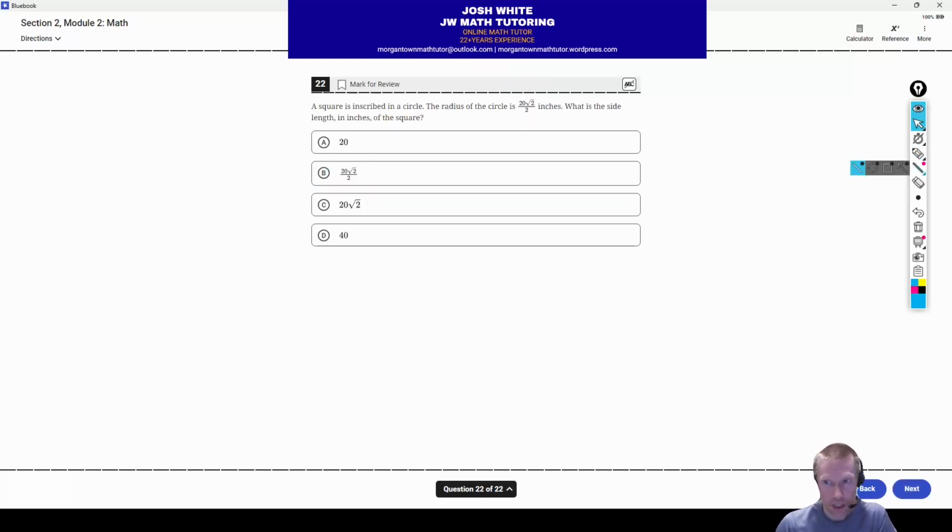All right, last question here on Module 2A, the easier of the second modules for Practice Test 3. And we have a square inscribed in a circle. So here we have our circle. Here we have our square. And they tell us the radius is 20 root 2 over 2.